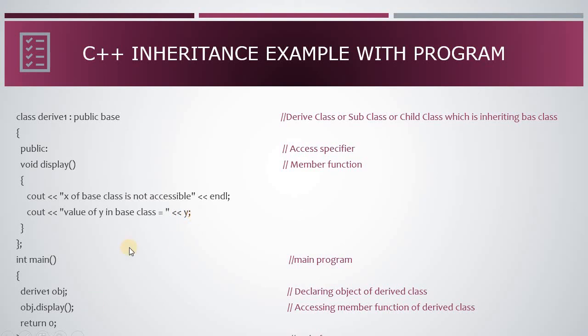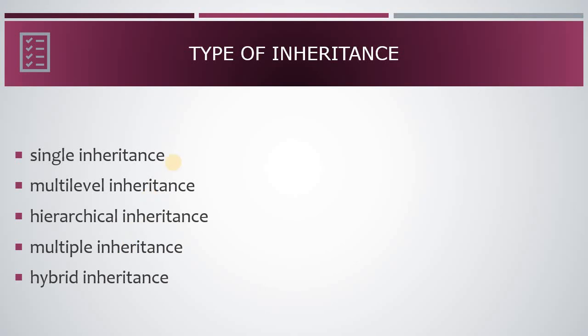You can compile this particular program in your compiler and see that the result will be the same. These are the types of inheritance: single inheritance, multi-level inheritance, hierarchical inheritance, multiple inheritance, and hybrid inheritance. All those we will discuss in our next tutorial.